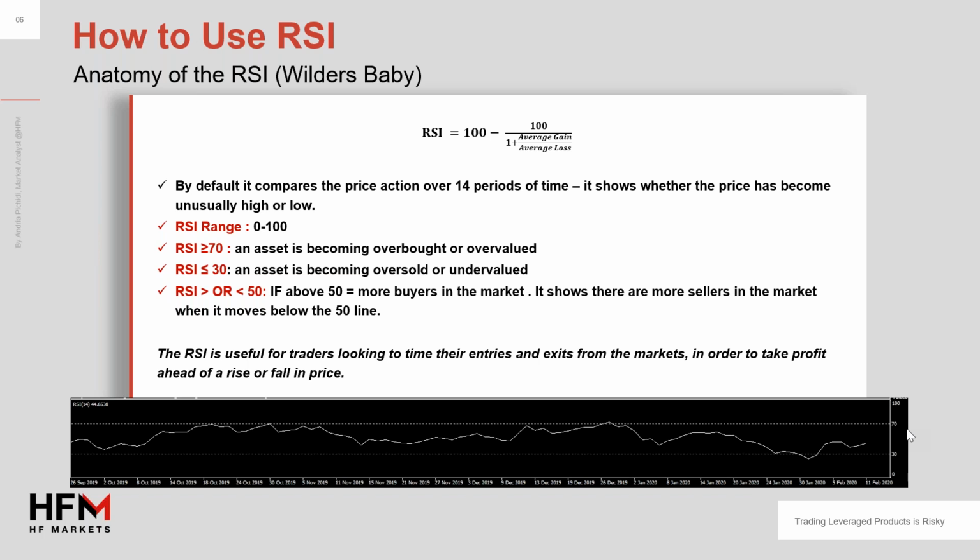Okay, so this is the overall range, but there is a reason for this separation into three parts. If the RSI moves above 70, which is the top range over here, this indicates that we are in an overbought condition.